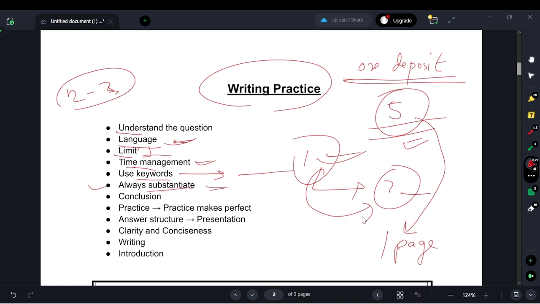Whatever you think is the best part of your answer, you should underline it. And last but not least, you have to conclude your answer at the end.